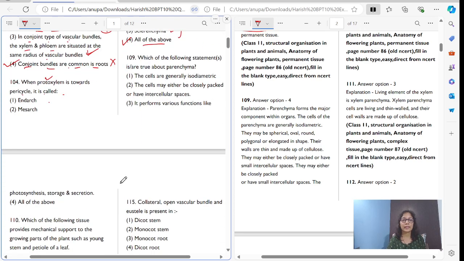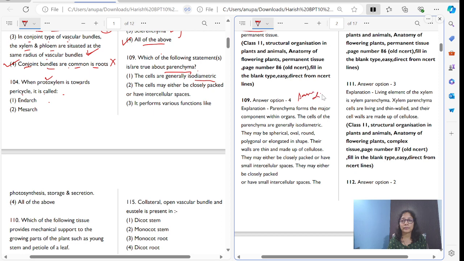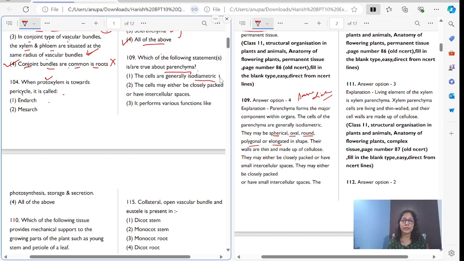Now let's move to the next question, that is question number 109. Question number 109 states that which of the following statements are true about parenchyma? We have to find out the true statement about the parenchyma. The first statement is the cells are generally isodiametric. This is correct. Isodiametric means same diameter. The shape may be spherical, oval, round, polygonal, or elongated, but they are isodiametric, means same in diameter. So this is true regarding parenchyma.